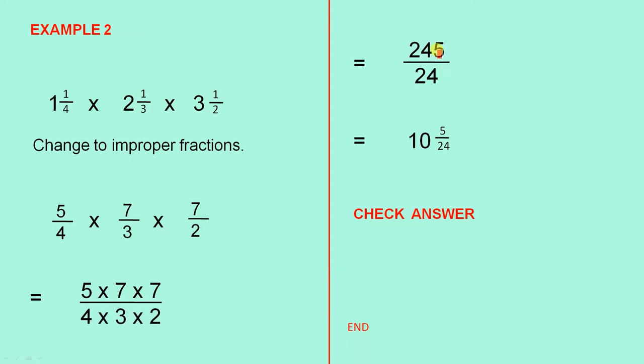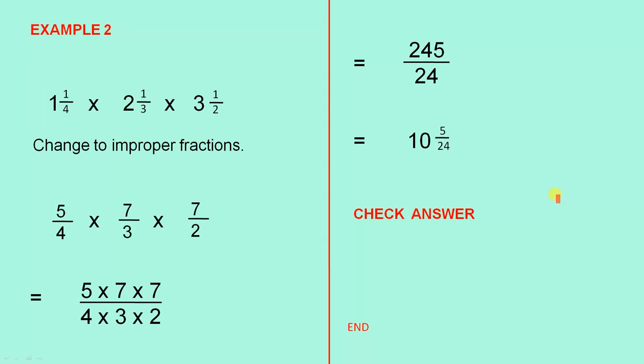Now 24 divided into 245, this is quite straightforward because we know that 24 divided into 240 goes 10 times. So if that was 240, the answer would be 10. But because it's 245, there are 5 left over. So the answer is 10 and 5 over 24. And to quickly check the answer, 24 times 10 is 240, plus 5 is 245 over 24.